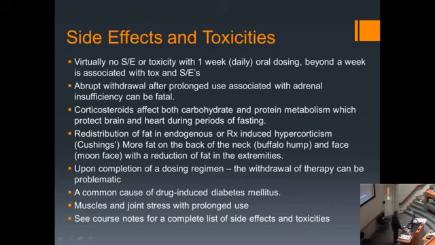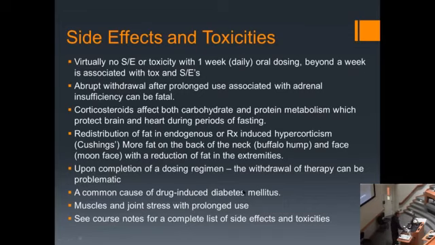So abrupt withdrawal after prolonged use is actually going to be associated with an adrenal insufficiency, and that can actually be fatal. And so we're also going to alter carbohydrate and protein metabolism. We're going to redistribute fat, and we see this actually in the context of Cushing's that we'll talk about. They have kind of more fat on the back of their neck, and that produces something that resembles a buffalo hump.